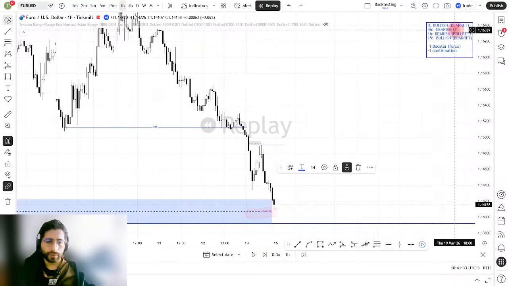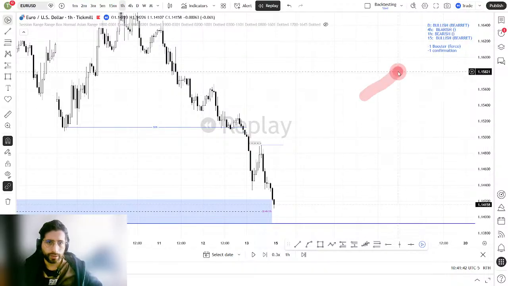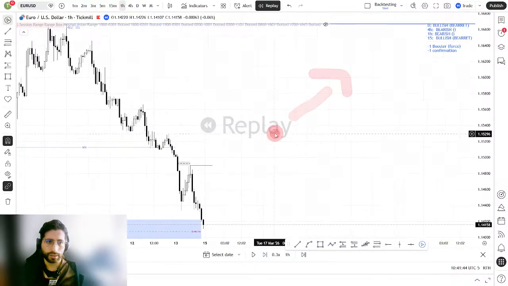I mean, the bull run has not started yet. So we're gonna need to be aware about the bull run right here. So this is all the context we need.